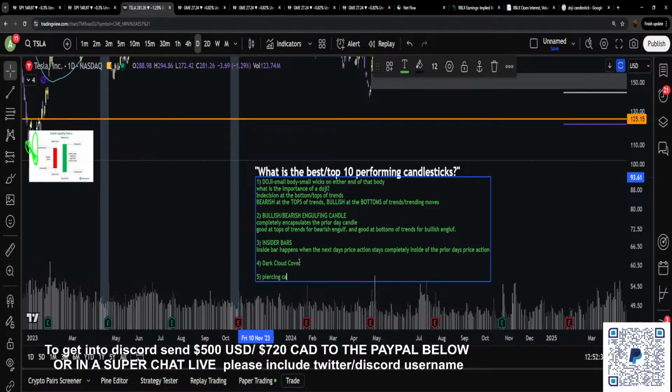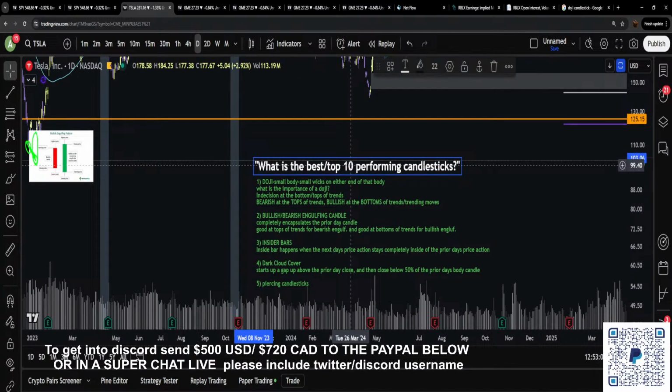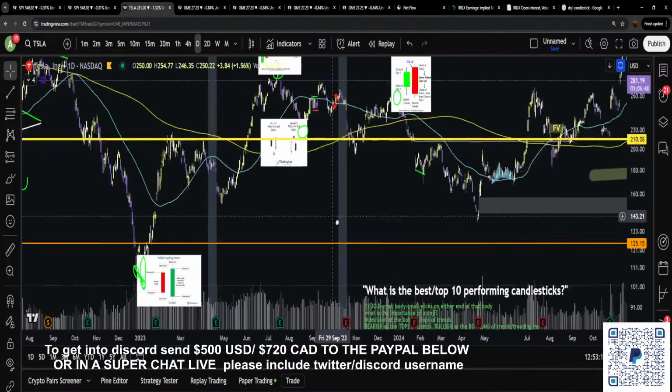All right, so what is dark cloud cover? Dark cloud cover starts with a gap up above the prior day close, and then closes below 50% of the prior day's body candle. So that sounds confusing, but don't worry, we're going to make it really, really easy to understand here, okay? Dark cloud cover.